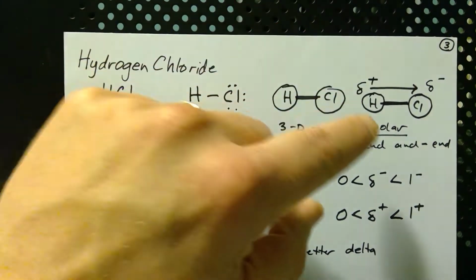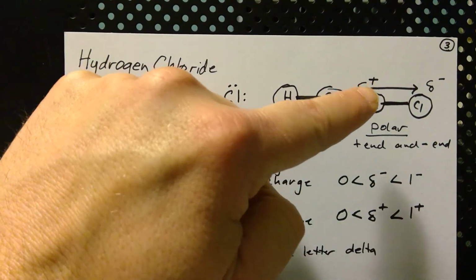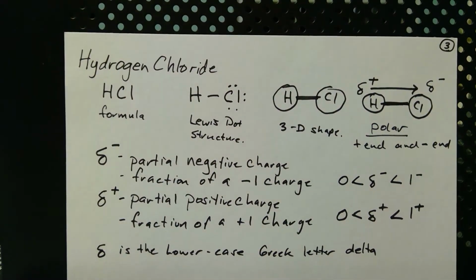Now, if the electron is being pulled away from hydrogen, well, then hydrogen's going to end up with a partial positive charge. In case my little symbols are hard to see, all that little symbol is the lowercase Greek letter delta, fourth in the alphabet.